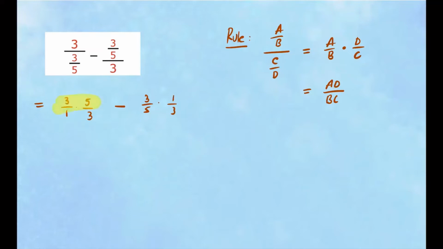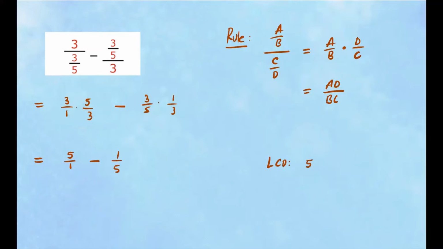So here we can simplify. The 3 and 3 from top and bottom will cancel out. So you have 5 over 1 minus, from the second one also 3 and 3 from top and bottom cancel out, you have 1 over 5. Now to combine these two fractions, there is a subtraction in the middle, so you need a least common denominator. So the least common denominator to combine these fractions would be 5.